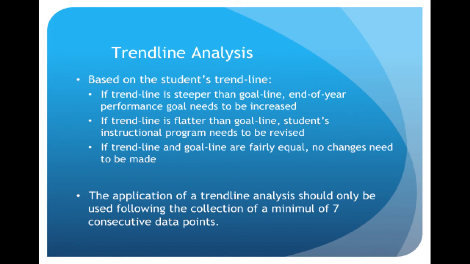If the student's trend line is steeper than the goal line, the student's end-of-year performance goals need to be increased. If the student's trend line is flatter than the goal line, the teacher needs to revise the instructional program. And if the student's trend line and goal line are the same, no changes need to be made. When a student's trend line does not cross the aim line or goal line of a student's graph, it is indicating that the student will not meet their goal and an instructional change is necessary. The application of a trendline analysis should only be followed and used after collecting a minimum of 7 consecutive data points.